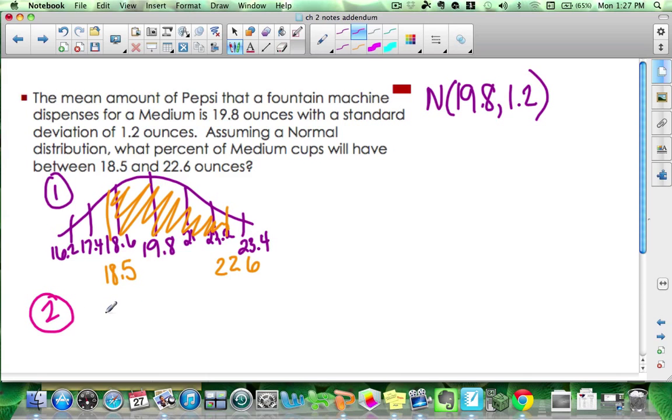Pause the video right now, and I just want you to calculate your two z-scores. So please pause the video for 1 minute and allow students to calculate z-scores. There should be 2 of them, one for each of these numbers.